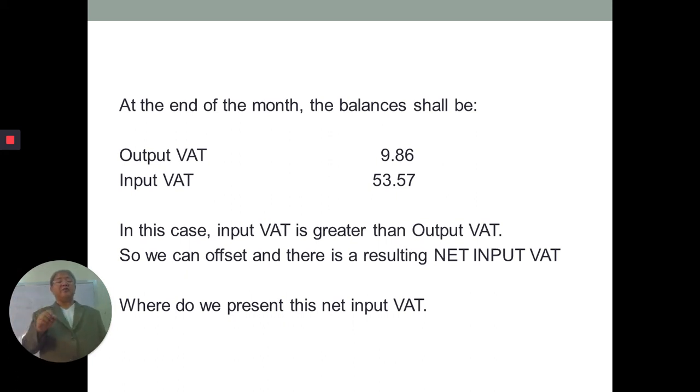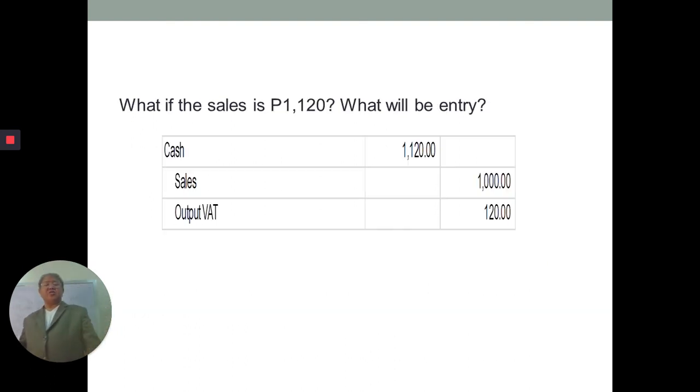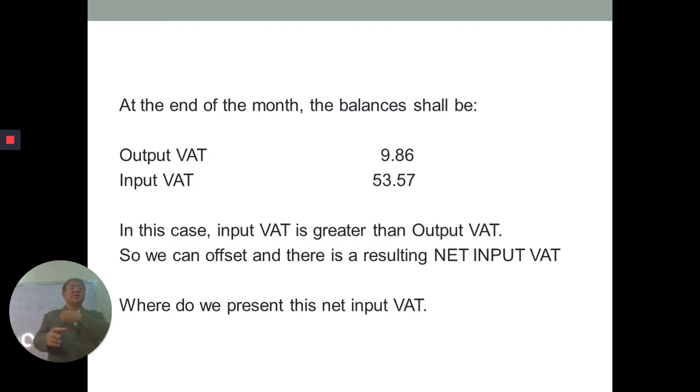Clearly in this example, input VAT is higher than the output VAT. So at the end of the month, what the company will do is offset and prepare the VAT return. The VAT return will show an output VAT of 9.86 and an input VAT of 53.57. So what are we going to do then? The company will then prepare this journal entry. We now have in this situation a net input VAT. When we do the offsetting, there's a net input VAT of about 44 pesos, and that will be shown as part of current assets. Then output VAT would be 0.